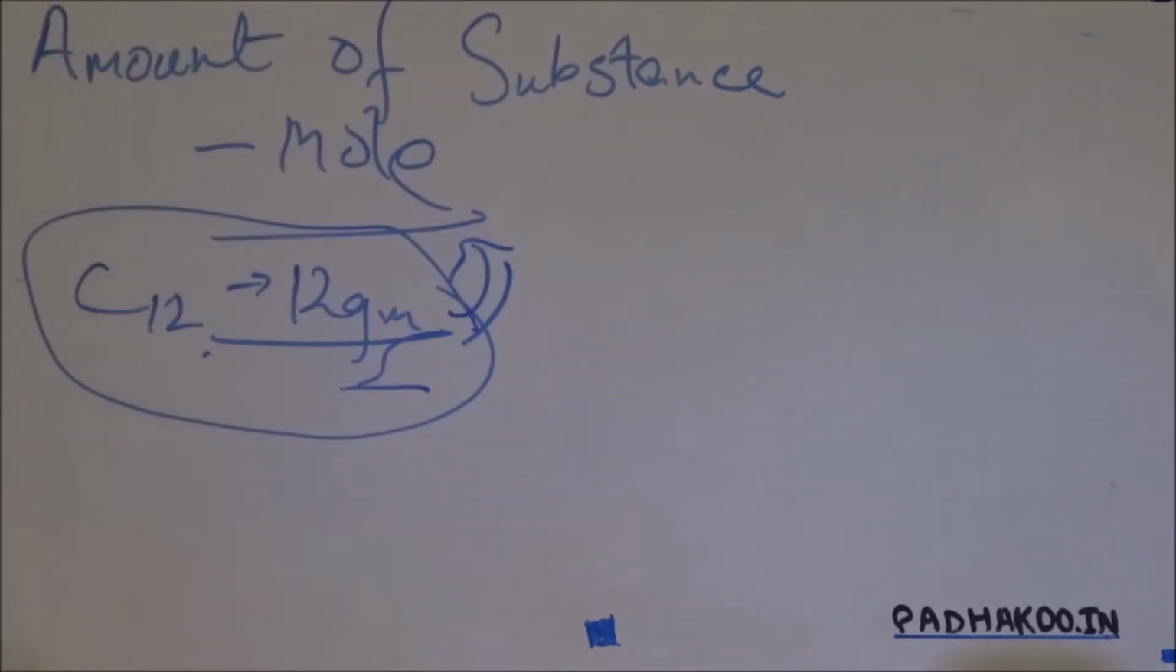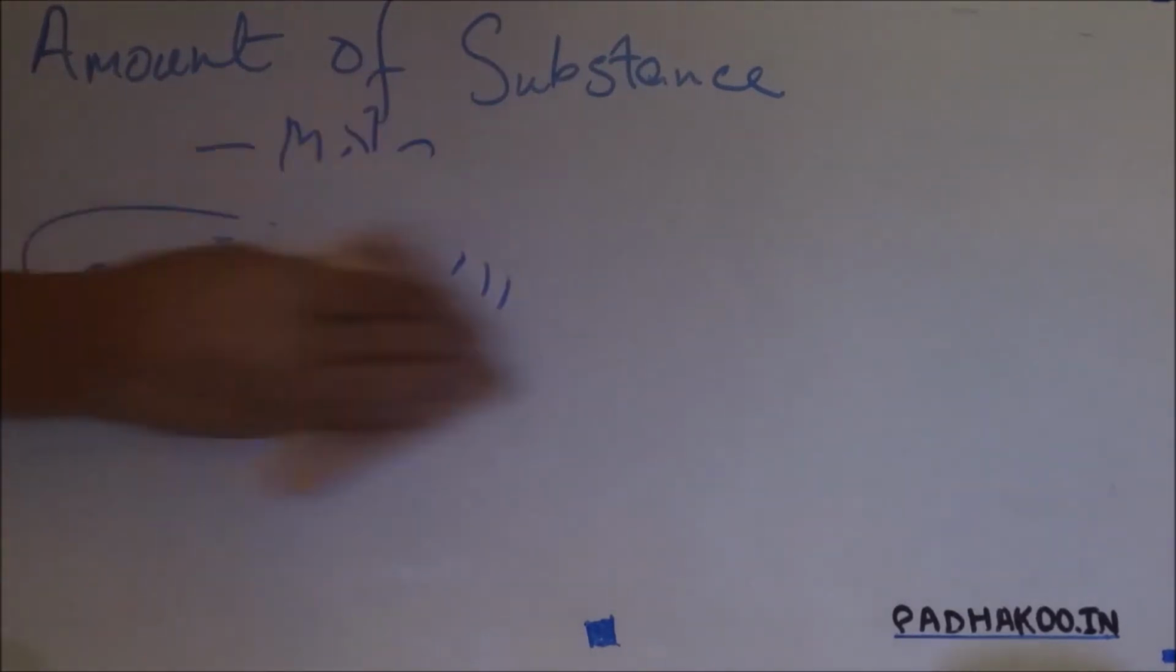Okay. So now there's one small thing to note here. When mole is used, the elementary entities must be specified and may be atoms, molecules, ions, electrons, or other particles or specified groups of such particles. Okay? We need to define what the particles are when we are using the word mole. So let's continue.